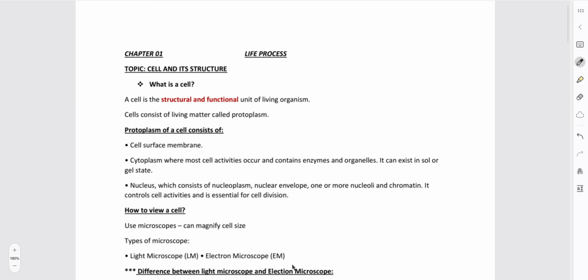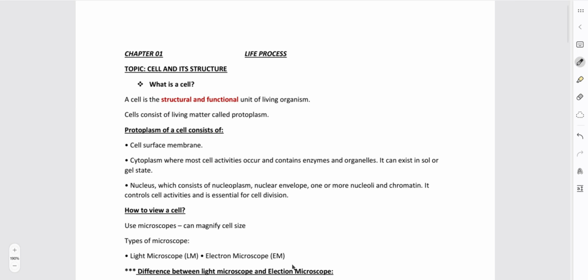Alright, so today we're going to talk about the first chapter of our O-level biology syllabus, that is life processes. Now, what is biology? Biology is the study of living things, or living organisms. So, to study life processes, what do we actually study in biology? We mainly study the structure and function of living organisms, right? So, to study all of this, we have to first understand the fundamental unit of life.